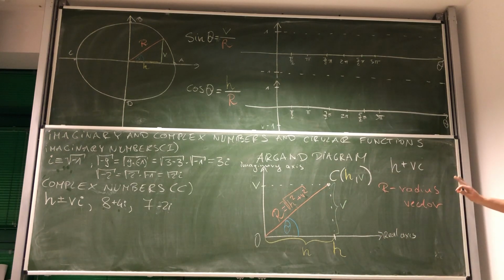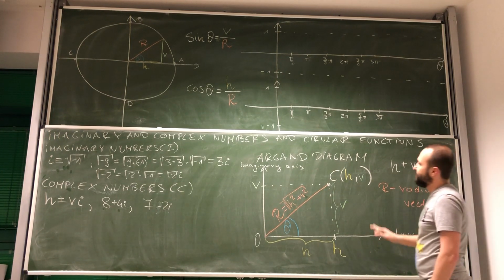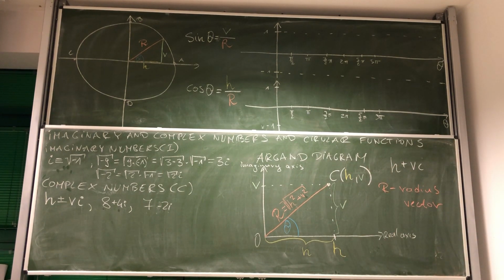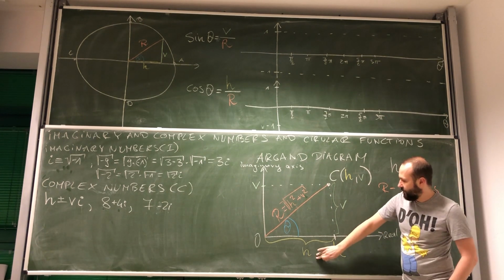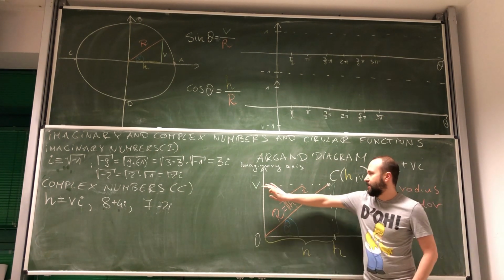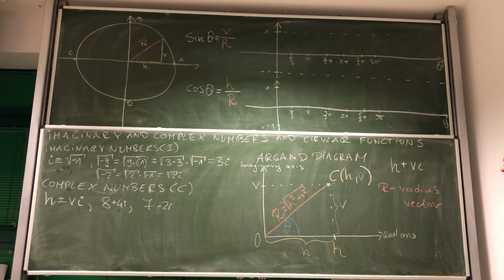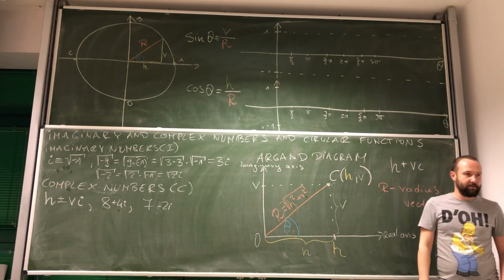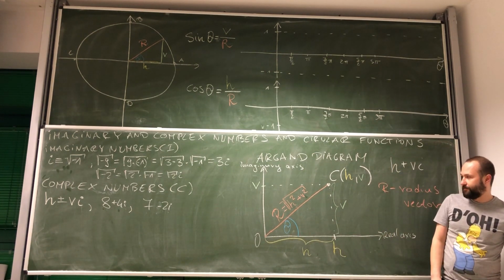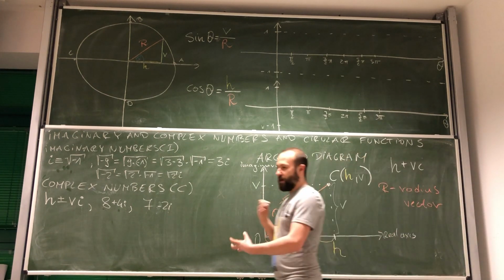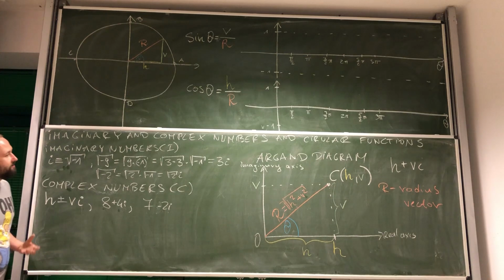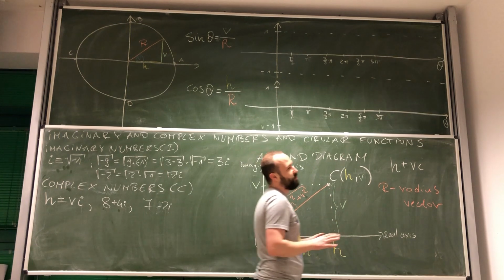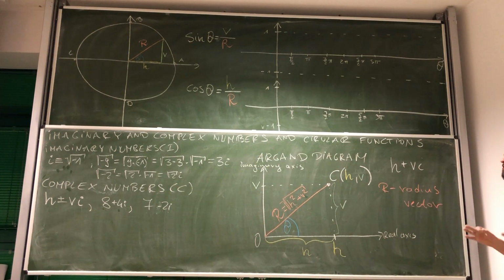And I hope just by looking at this Argand diagram, you see that there must be some specific connection between the real part, the imaginary part of a number, the radius, and of course, the angle of the radius vector. Okay, so I hope that what I showed you reminds you just a little bit of some stuff that you already did in high school.